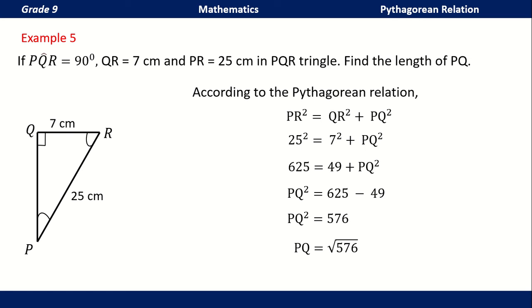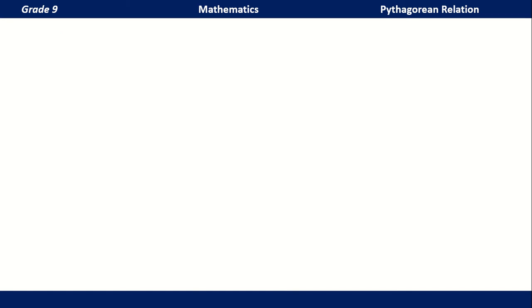Then you can find the value of PQ by finding the square root of 576. So you will get 24 as the length of the side PQ. Now you can write your answer. The length of the side PQ is 24 centimeters. Now you may see how easy it is to use this Pythagorean relation and find the answers to questions related to it. Since it is curious, I'll give you another example.